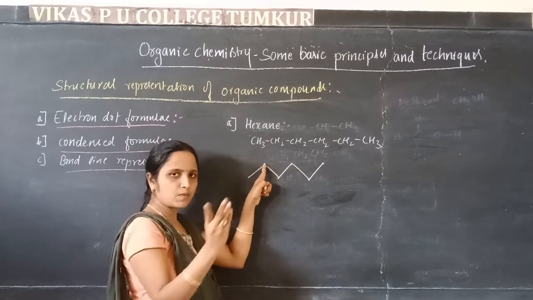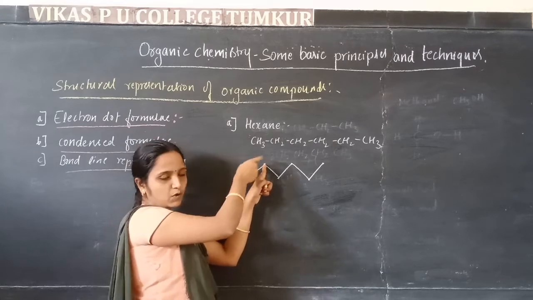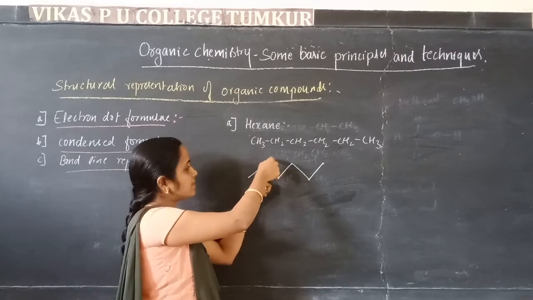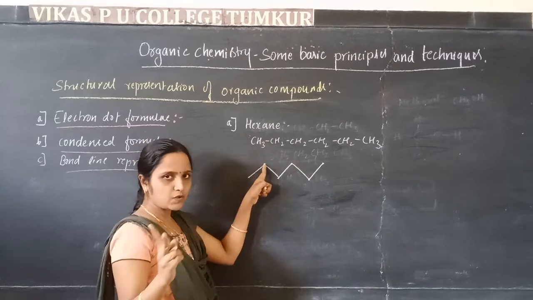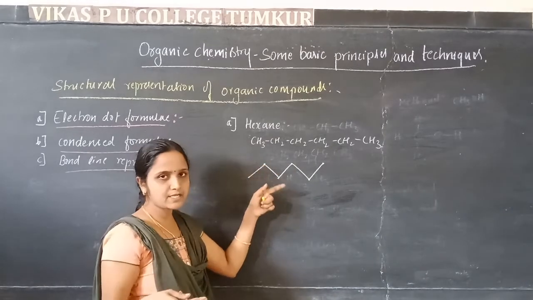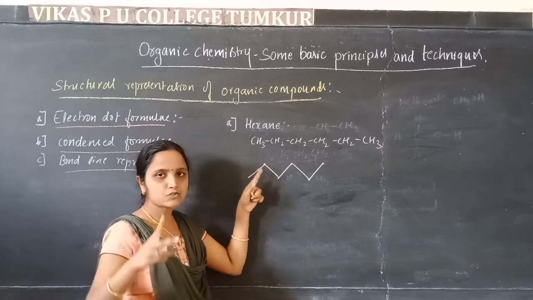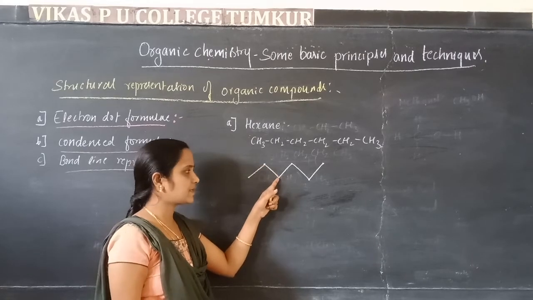Both the sides have 2 bonds. Means this side one bond, another side is another bond. Means we should take the another 2 hydrogen atoms. We should consider this carbon is attached to the 2 hydrogen atoms.